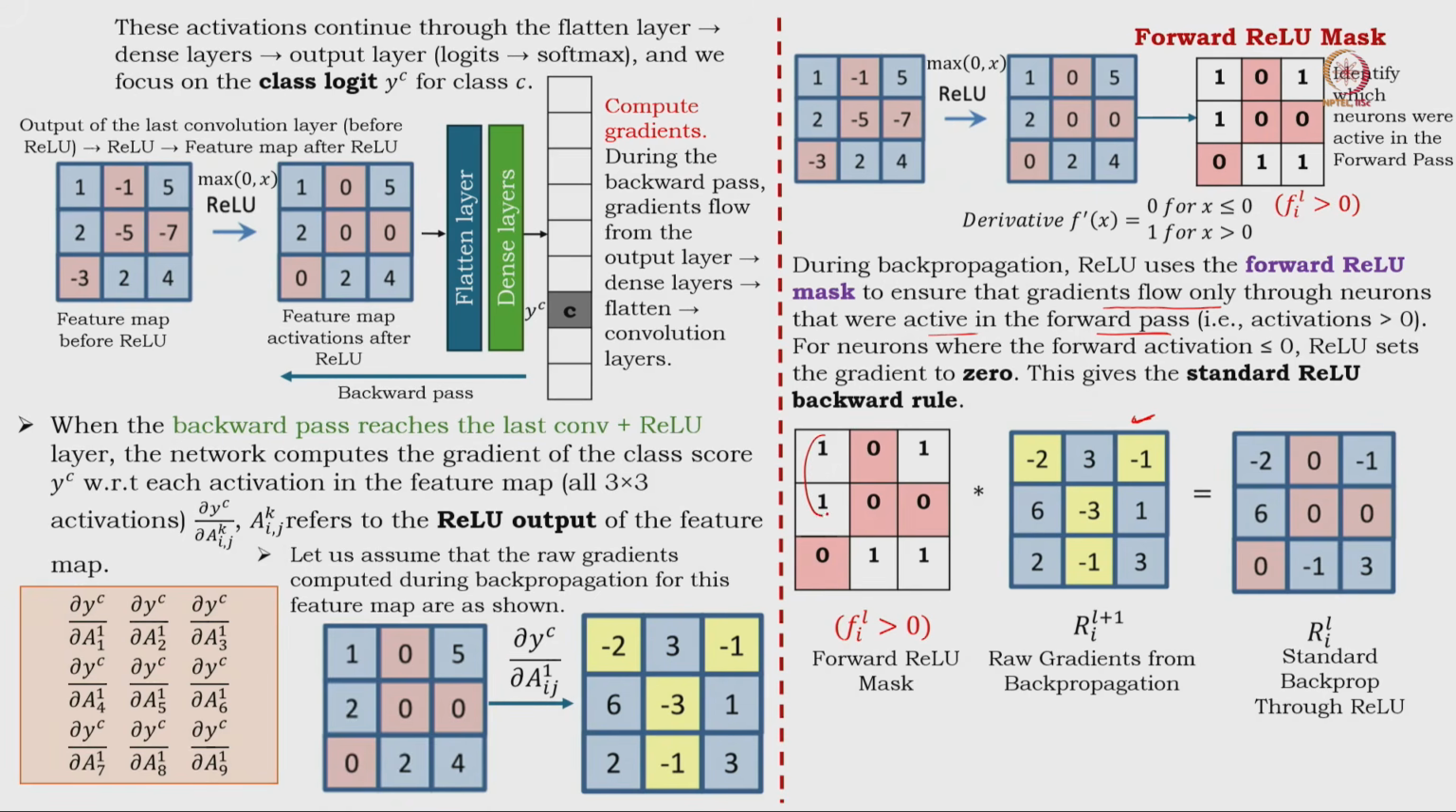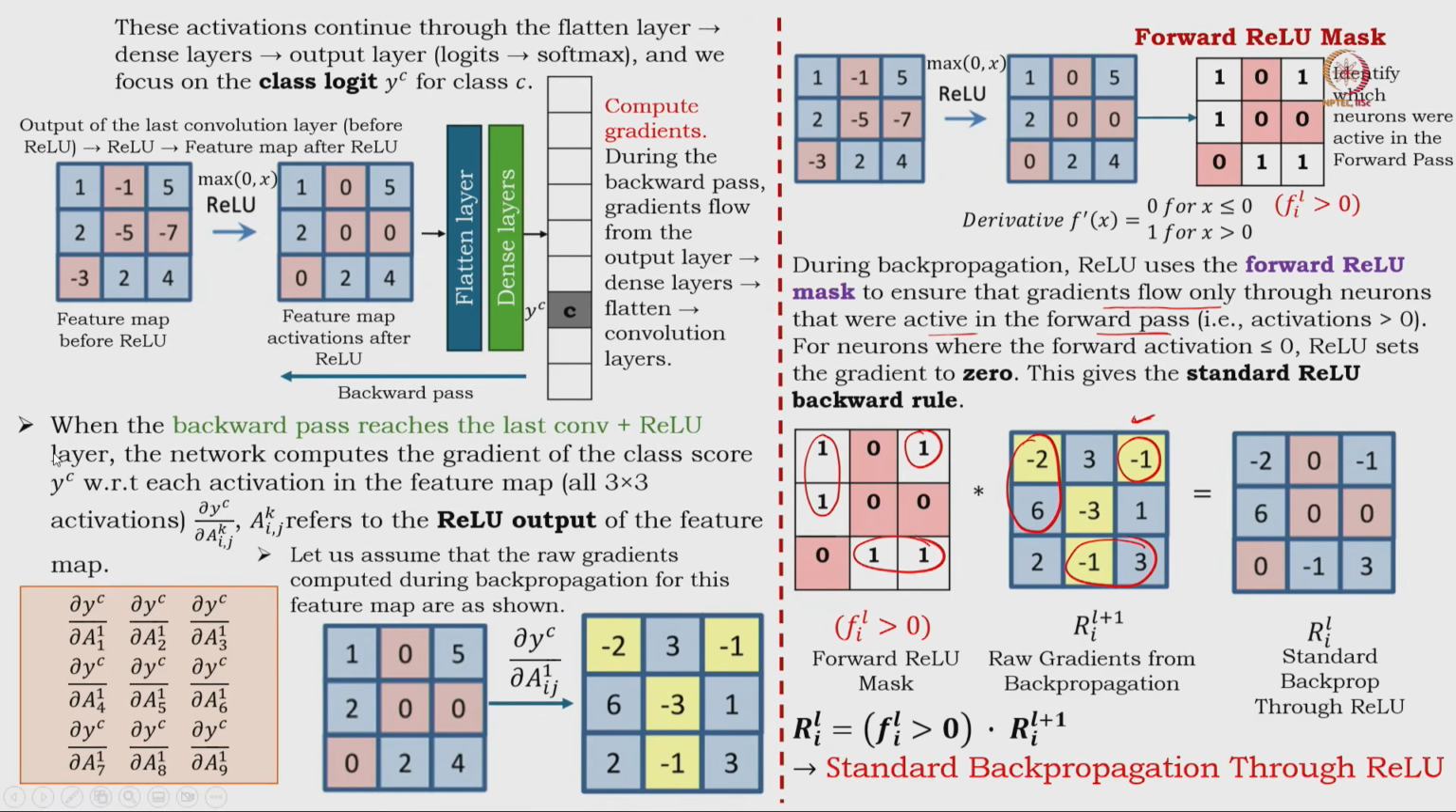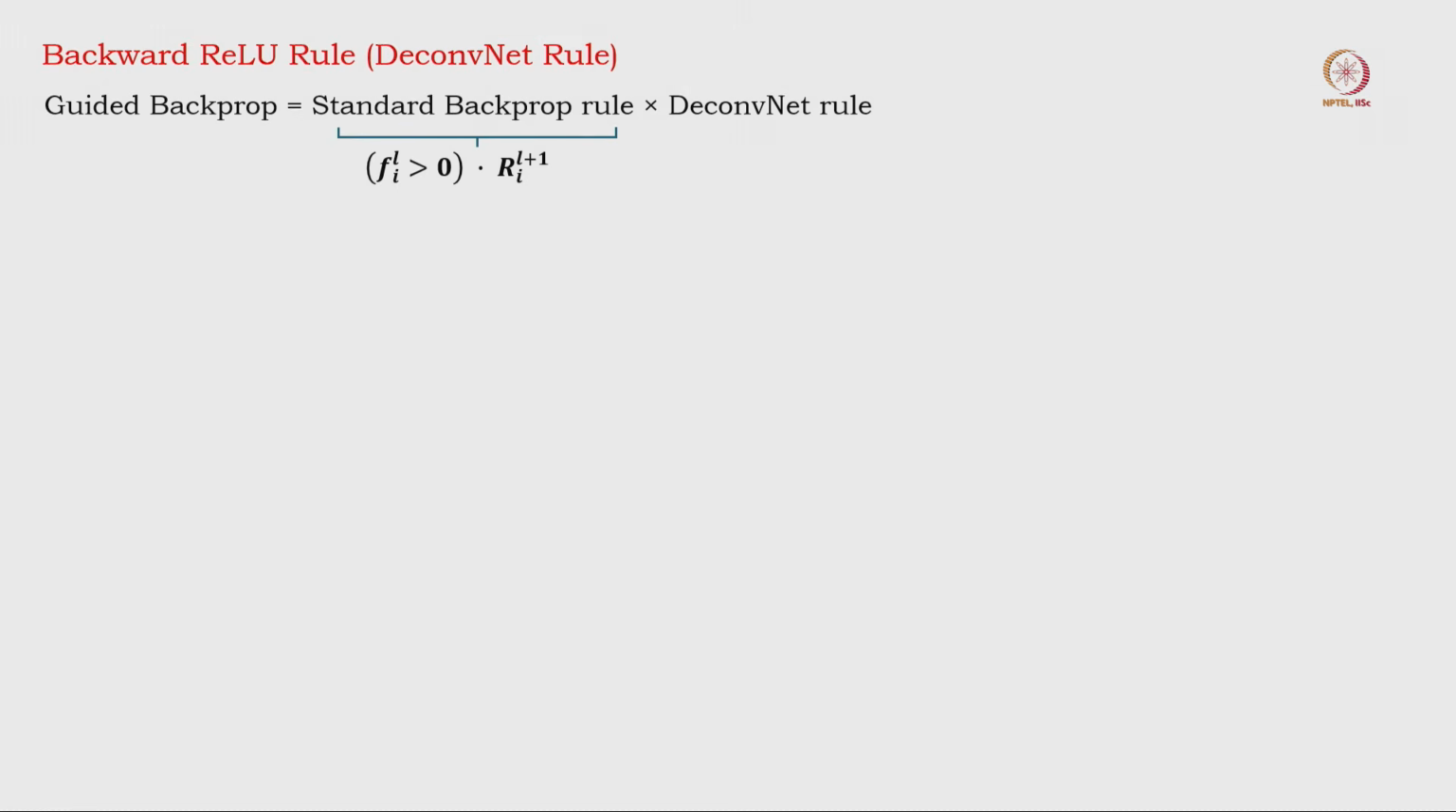So, only these are retained. That is exactly what standard backpropagation through ReLU is. What operation did we do? This is the forward ReLU mask, these are the gradients, and we did element-wise multiplication. This standard backpropagation through ReLU is denoted with this notation, which once again is taken from the original paper. Now, have we completed guided backpropagation? The answer is no.